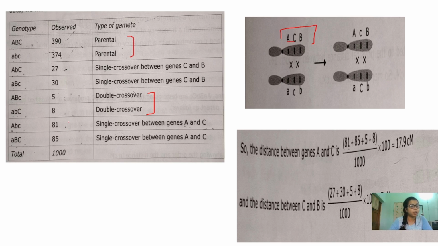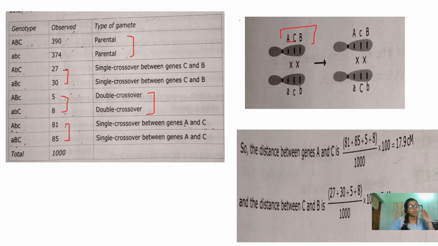So AC: after parental, the next highest number will be of single crossover 1, that is between A and C. And after that, single crossover 2 will be the next number. Next highest numbers are 27 and 30, and the least values will be 5 and 8. So the first, highest number is parental, and the least number is double crossover.